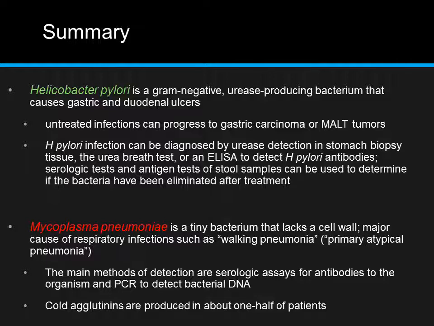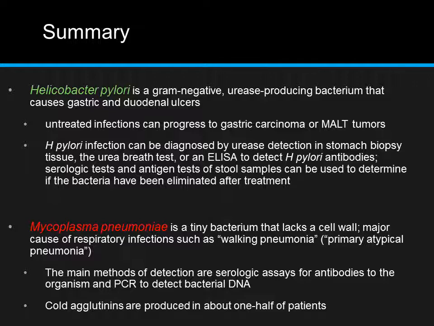Helicobacter pylori is a gram-negative urease-producing bacterium that causes gastric and duodenal ulcers. Untreated infections with H. pylori can progress to gastric cancer and or mucosal tumors. H. pylori infection can be diagnosed by urease detection in stomach biopsy tissue, the urea breath test, or an ELISA to detect H. pylori antibodies. Serologic tests and antigen tests of stool samples can be used to determine if the bacteria have been eliminated after treatment.